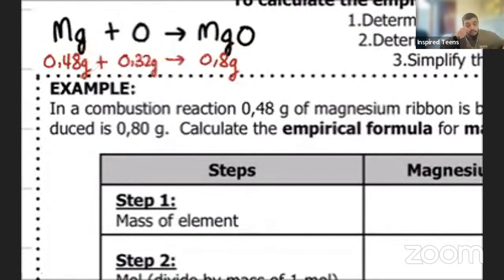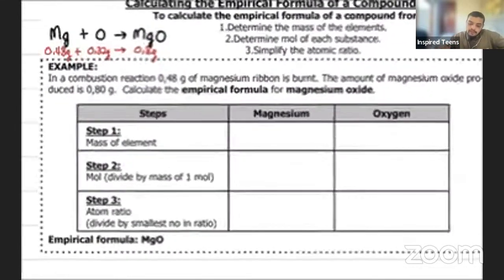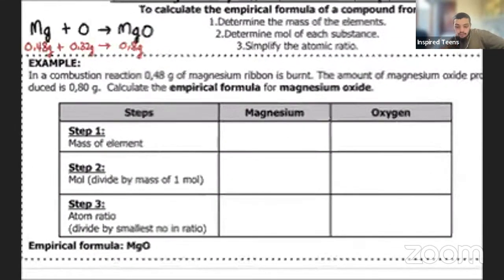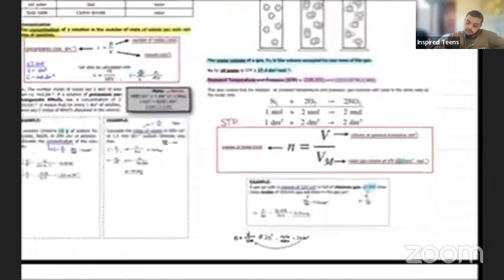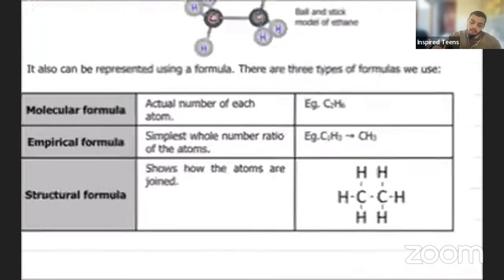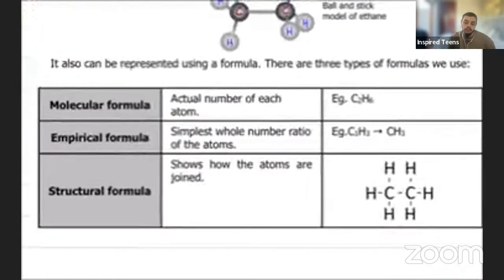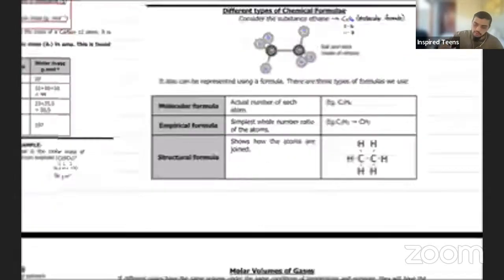Okay, so they just gave the amount of magnesium oxide, so don't let that confuse you. But now we want to calculate the empirical formula. So remember the empirical formula, we defined it on the previous page somewhere. We said that the empirical formula is the simplest whole number ratio of the atoms. Okay, so that's what we're trying to determine.